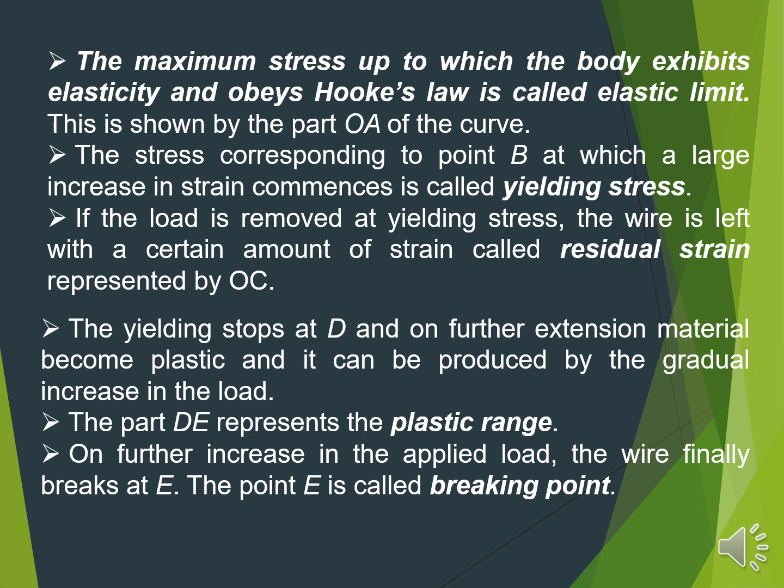Now, the third point is the yielding stops at D, and on further extension, material becomes plastic and it can be produced by gradual increase in the load. The part D represents the plastic region. On further increase in the applied load, the wire finally breaks at the point E, and the point E is called the breaking point.